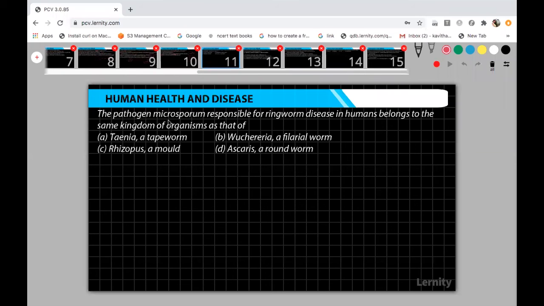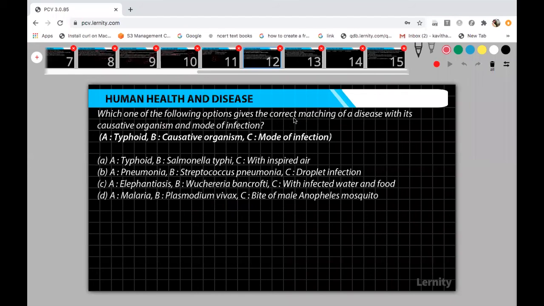See, the pathogen Microsporum, responsible for ringworm disease in humans, belongs to the same kingdom as which organism? Microsporum belongs to fungi. We studied 3 different genera of fungi, right? Microsporum, Epidermophyton, Trichophyton. All these belong to kingdom fungi. Now, which one is kingdom fungi? Taenia, tapeworm, belongs to Platyhelminthes. Wuchereria, filarial worm, belongs to Aschelminthes. Rhizopus is a fungus, it belongs to kingdom fungi. Ascaris is Aschelminthes. Then which one is the same kingdom of organism? Option C.